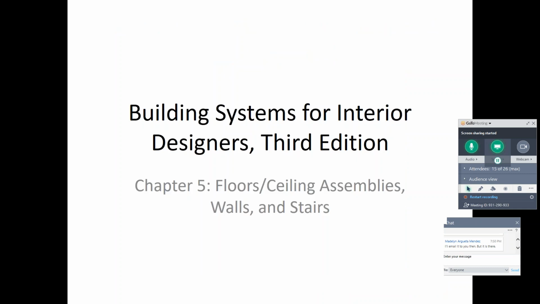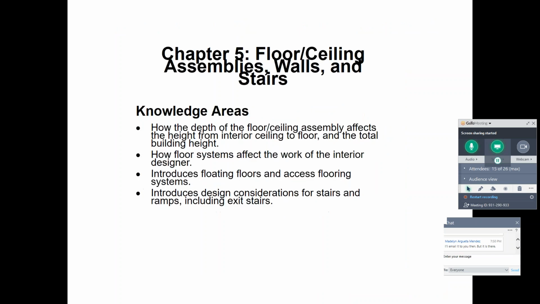Which brings us then to our next chapter, Chapter 5, Floor, Ceiling Assemblies, Walls, and Stairs. So our knowledge areas for this chapter are how the depth of the floor ceiling assembly affects the height from the interior ceiling to floor and the total building height, how floor systems affect the work of the interior designer, introduces floating floors and access floor systems, and introduces design considerations for stairs, ramps, and exit stairs.